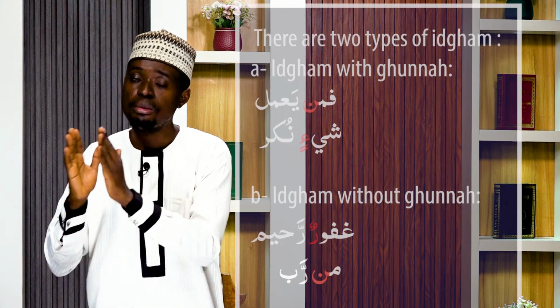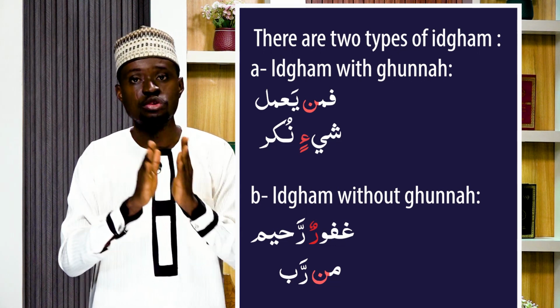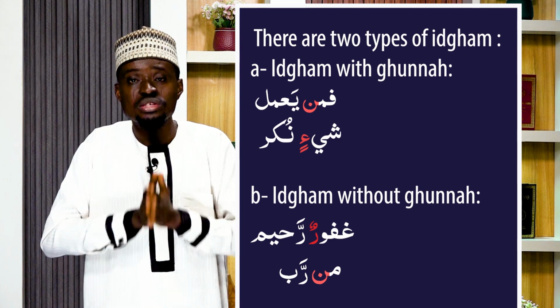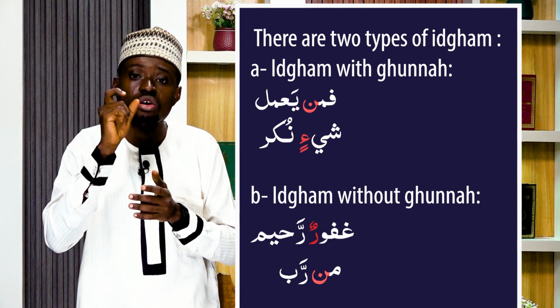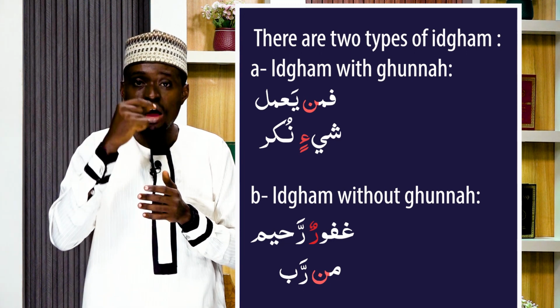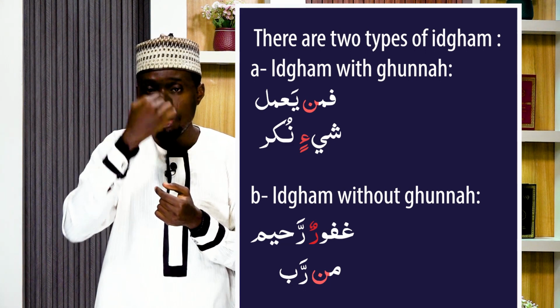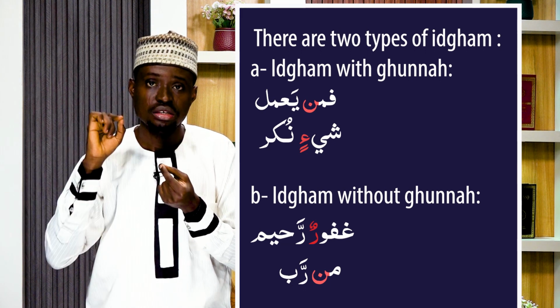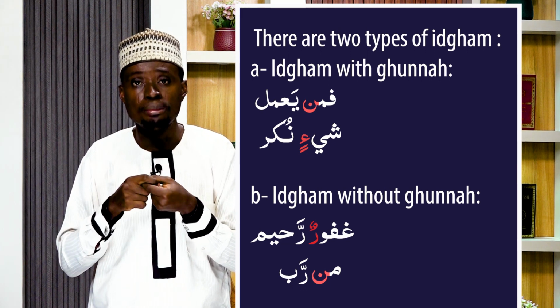Then idgham is further divided into 2. We have the complete and the incomplete. And what we mean by incomplete is that when some properties of that nun sākinah is still retained, and that is the ghunna, that is the sound, that nasalization sound coming from your nostril. When it is retained, then that makes the idgham incomplete.